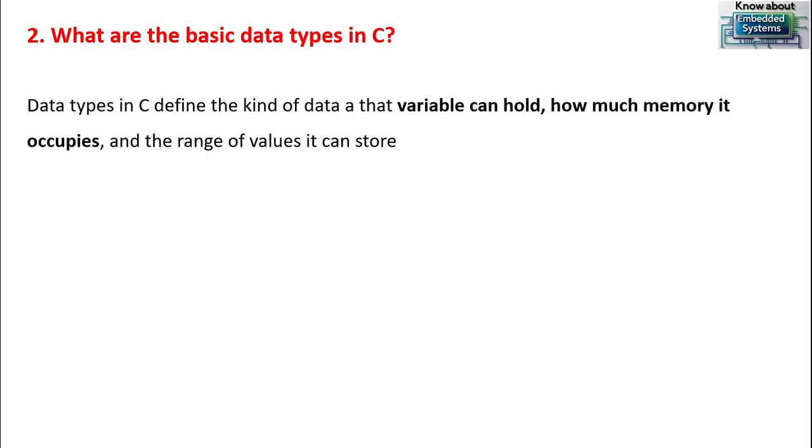So basically, when we say data type, a variable which is going to hold data in C programming, it defines the kind of data that variable can hold and how much memory that variable can occupy. So this is the definition of a data type. Data type means the kind of data that variable can hold and how much memory it can occupy in the memory allocation. This is how we can define the data type.